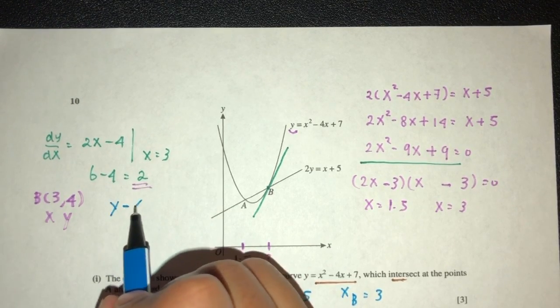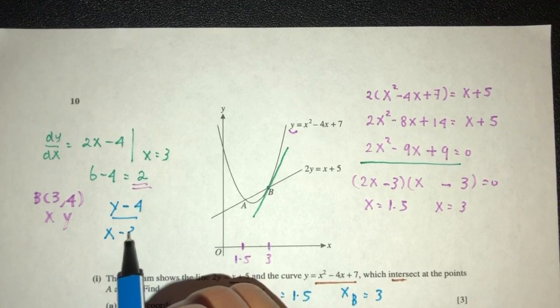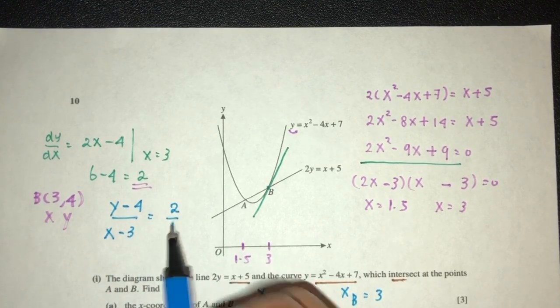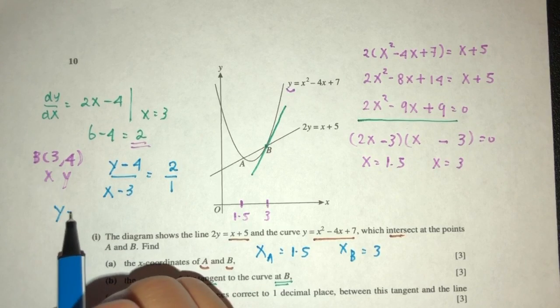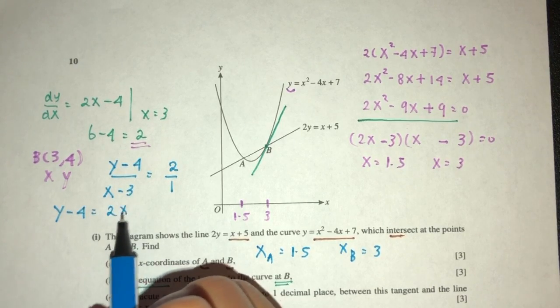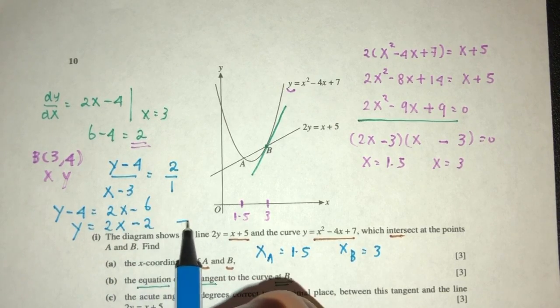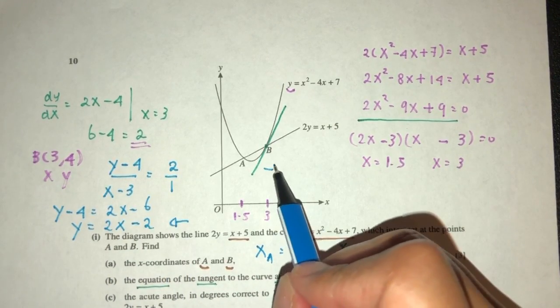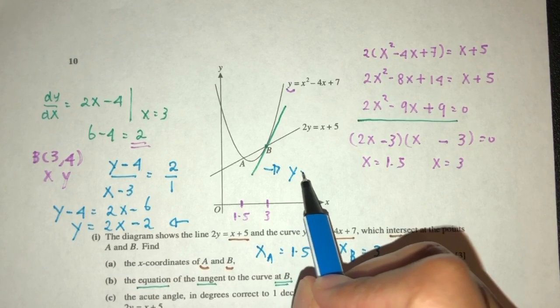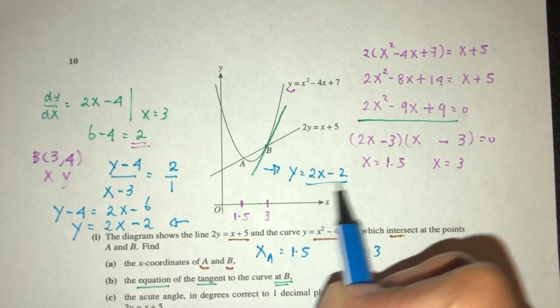So y minus its corresponding value over x minus its corresponding value should be the gradient. Then we cross multiply, you have y minus 4 has to be 2x minus 6. So y will be 2x minus 2. That is my equation of the tangent at the point B. Y equal to 2x minus 2.